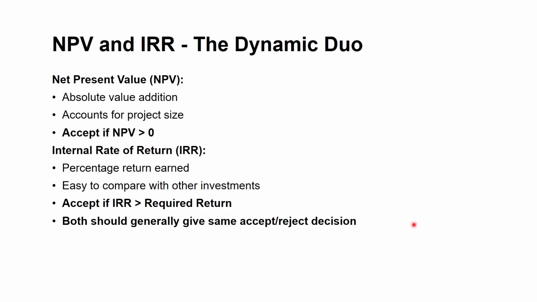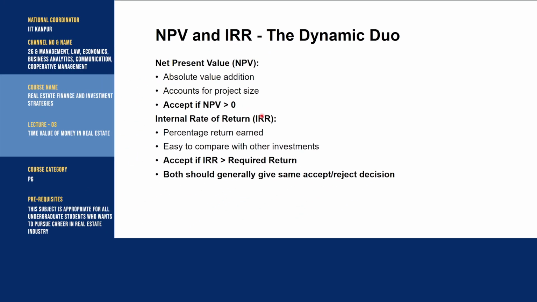Then moving on, we have NPV versus IRR. Now, NPV and IRR are the dynamic duo of investment analysis, each providing different but complementary insights. NPV gives you the absolute value creation in rupee terms, how much wealth the investment adds to your portfolio. IRR gives you the percentage return earned, making it easy to compare with other investments.